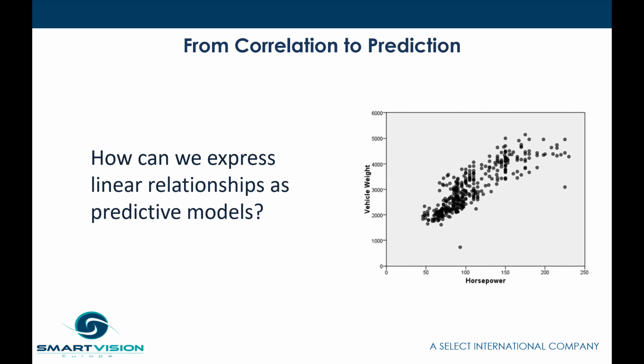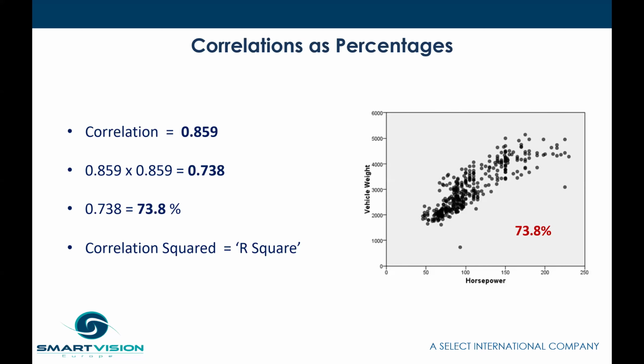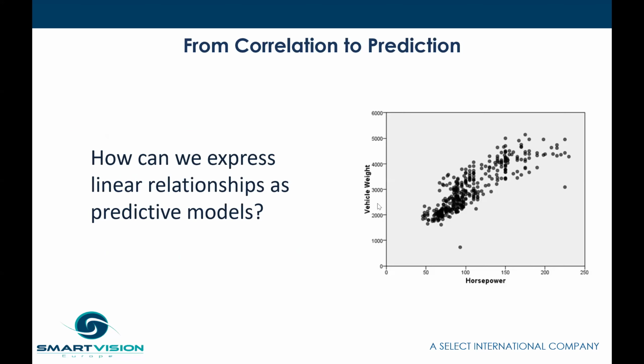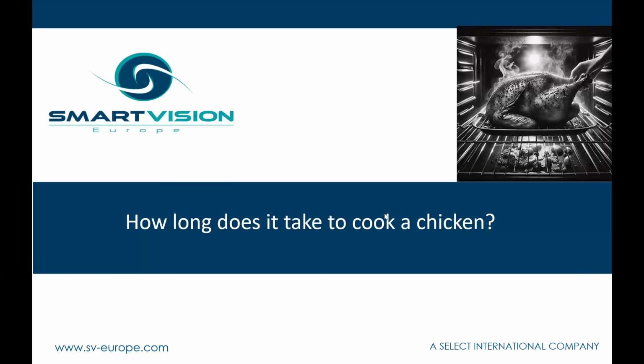Okay, how can we express these linear relationships as predictive models, however? We can measure them. We can say, oh look, that's the strength of the relationship, but how can we express them? Well, the simple answer is to ask, how long does it take to cook a chicken? That's one of the simplest ways to think of it.